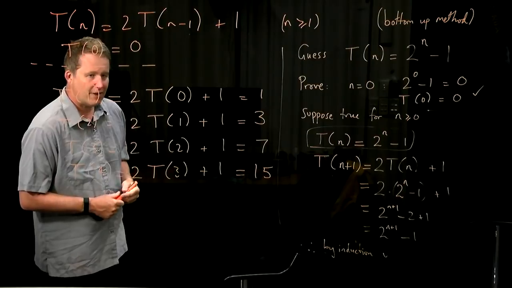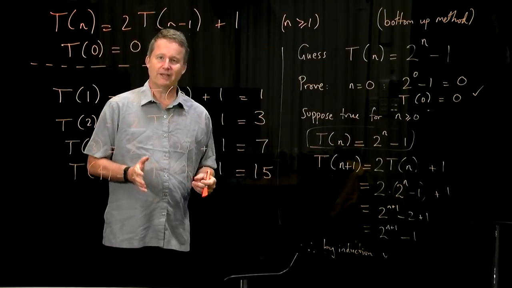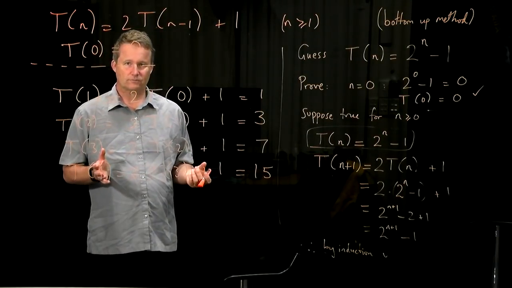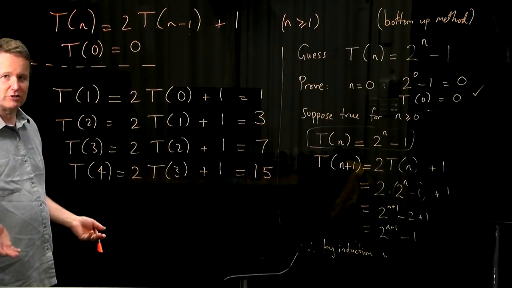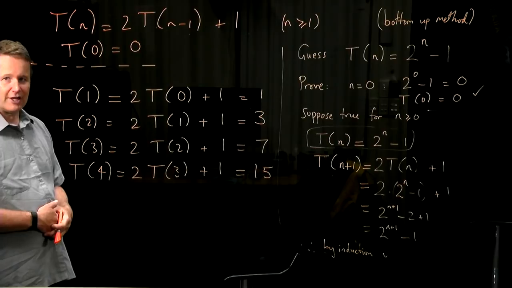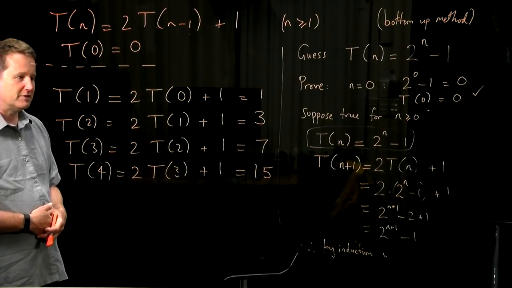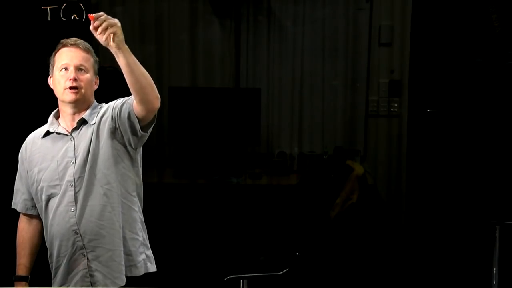So in the case where you have a reasonably simple formula that you can guess, this bottom-up method works quite well. For the kind of recurrences that we have in a course like this, it works quite well for a reasonable number of them. Now I want to do the same example from the top down instead of from the bottom up. So remember the recurrence that we had.